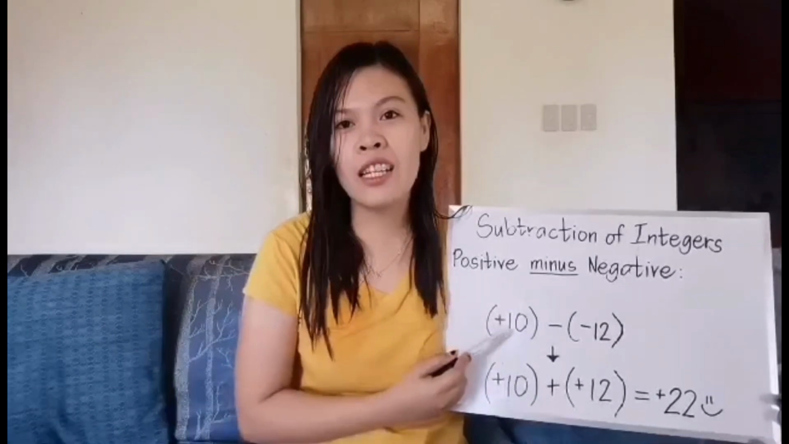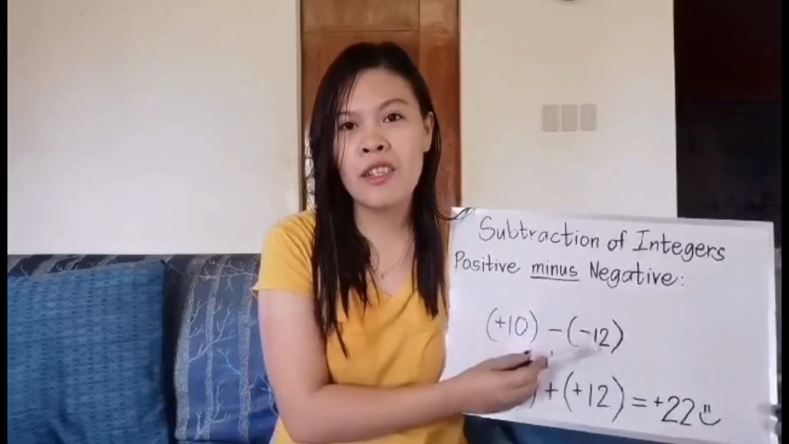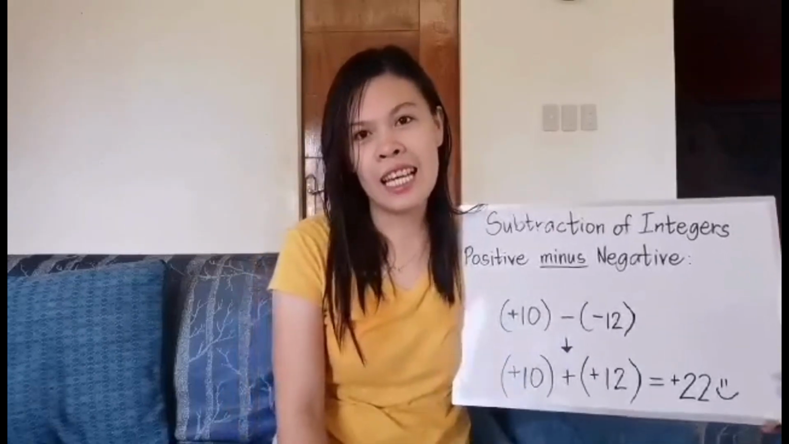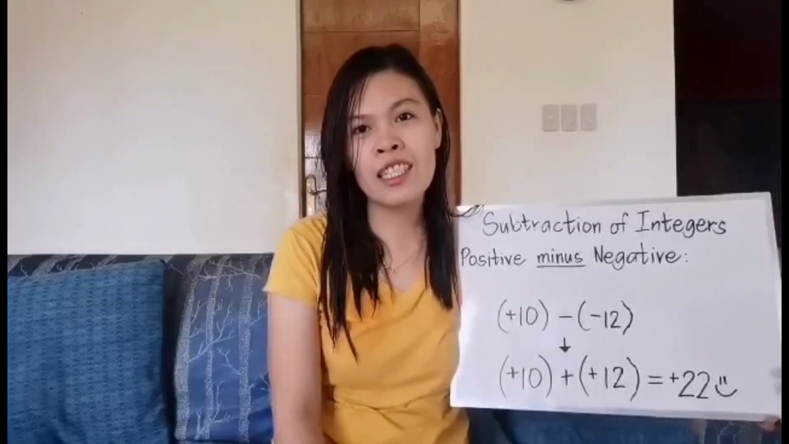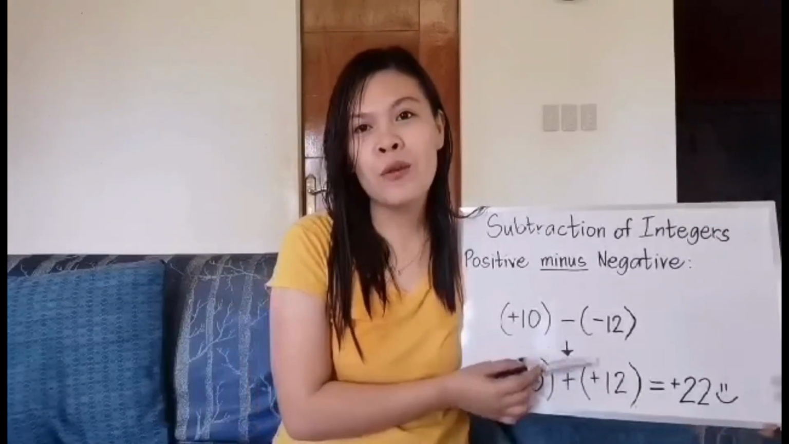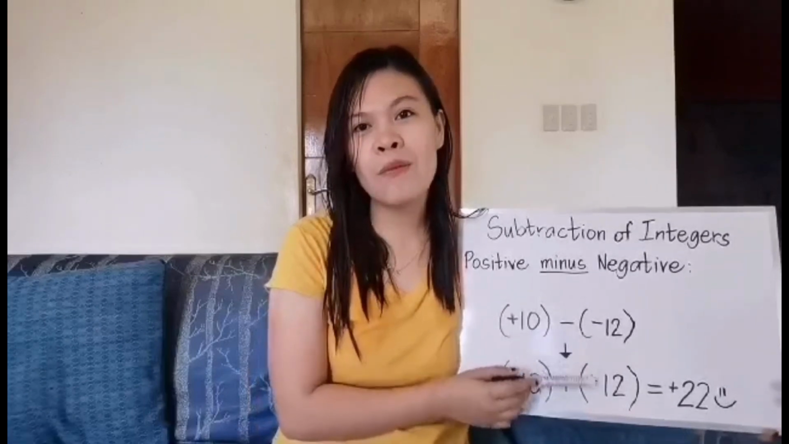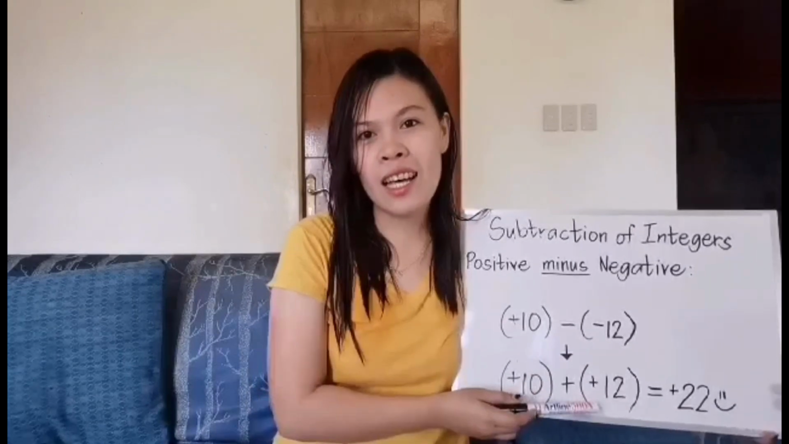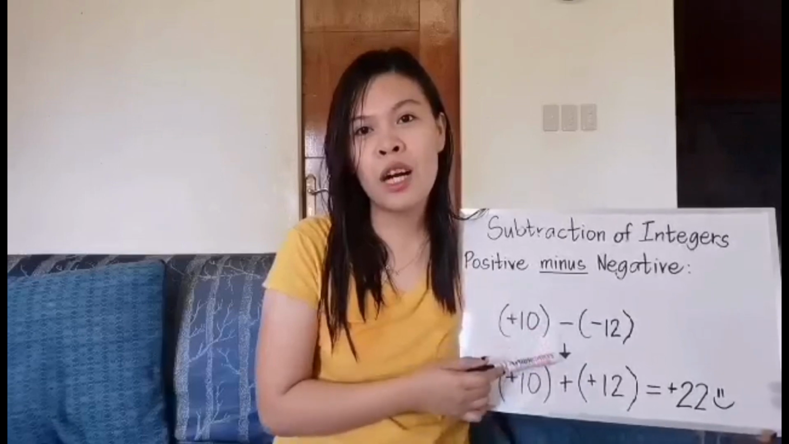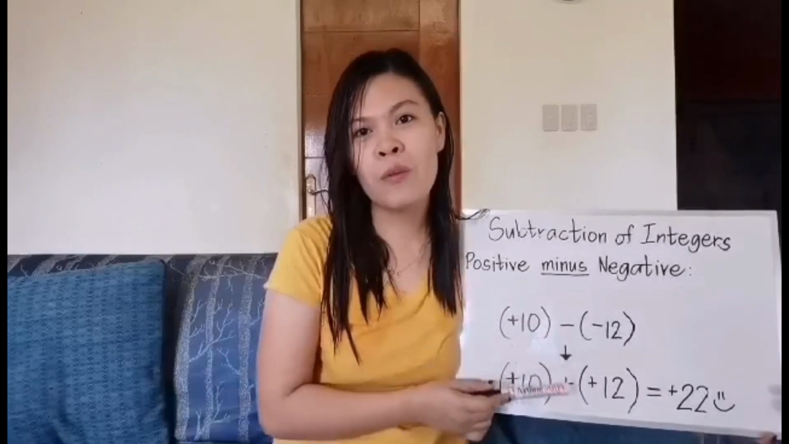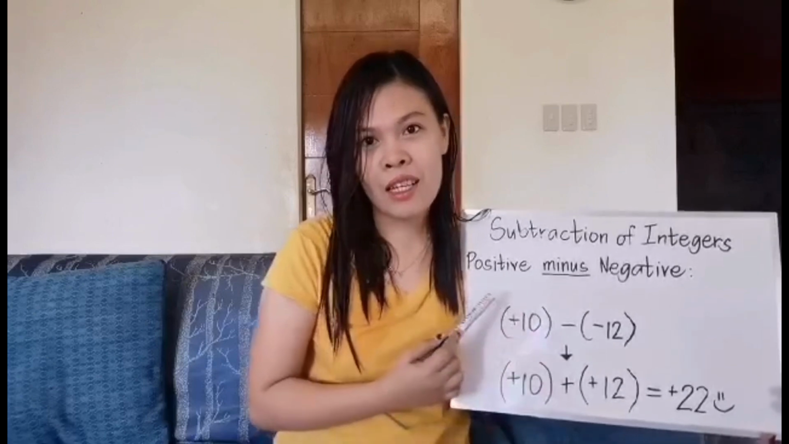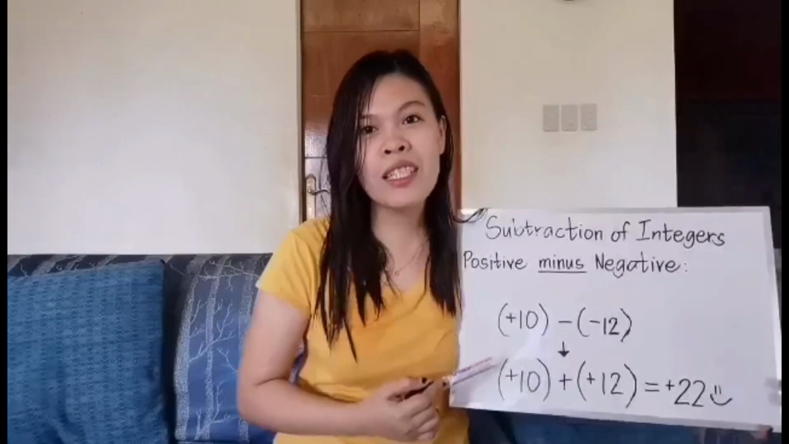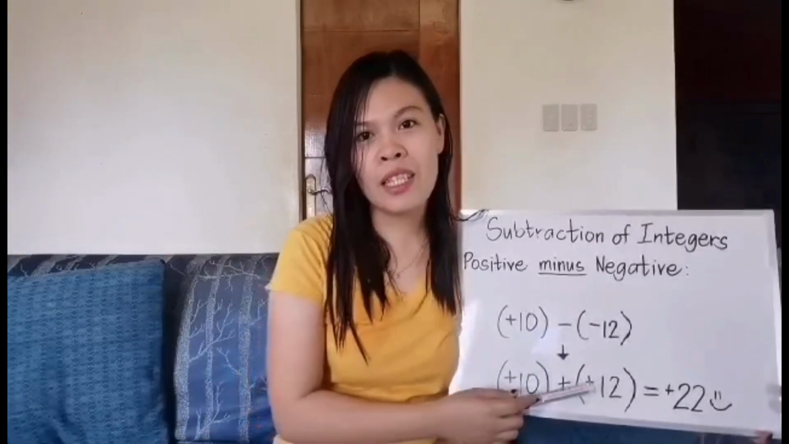Let's have positive 10 minus negative 12. Different signs. The first rule says, change the sign of the minuend, from negative to positive. After we change the sign of the minuend, proceed to addition. From subtraction, we proceed to addition. So, positive 10 minus negative 12 becomes positive 10 plus positive 12.